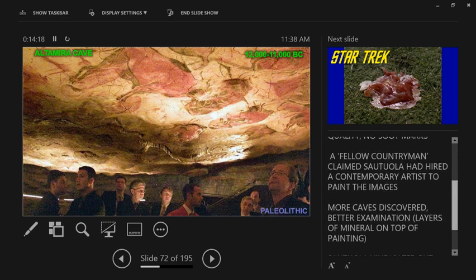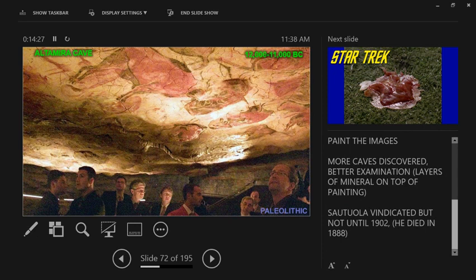And one person said that he had hired a contemporary artist to paint these images. But as more caves were discovered and there was better examination of this cave, it showed that there were layers of clear mineral over the painting, and that can only happen over thousands of years. So he was proved to be right, but he wasn't vindicated until 1902, and he had died in 1888. So he had died when people were thinking that he was a hoax.